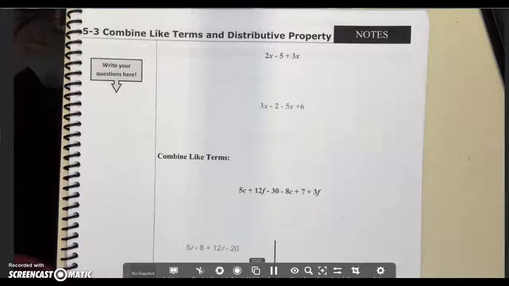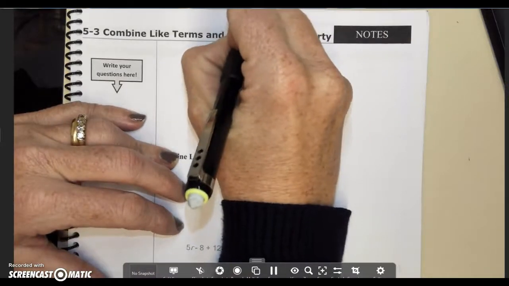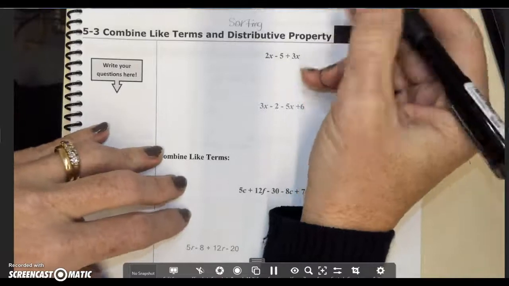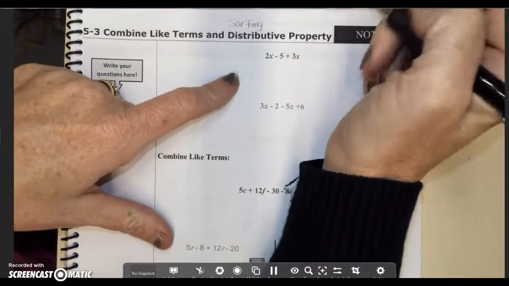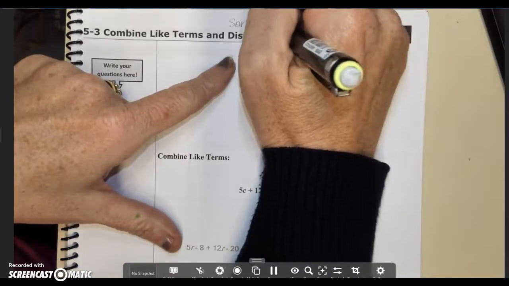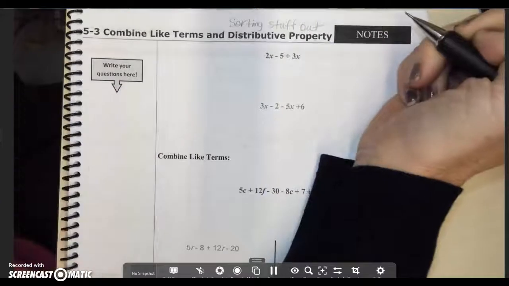Okay, in our short Unit 5, this is our last section, combining like terms and distributive property. I want you to think of distributive property as sorting things out. Just like when you put your clothes away, you put your pants in one drawer, your shirts in another drawer, your under things in another drawer, right? That's all you're doing when you're combining like terms and using distributive properties.